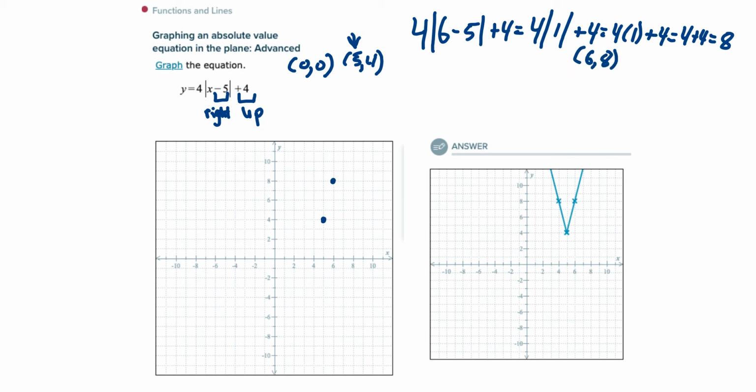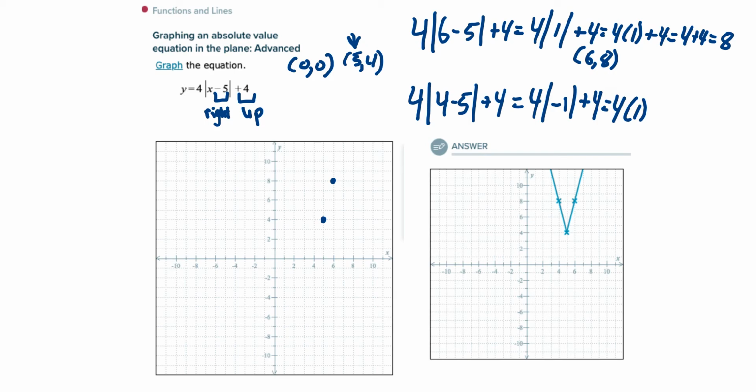Now absolute values duplicate on the other side, so the next lowest x value would be 4. So I'll still go through and do this. 4 minus 5 is -1. But if I apply that absolute value, it turns it back to a positive 1. So this is also 4 plus 4, which is 8. So 4, 8 would be another point. So I can go ahead and graph this.